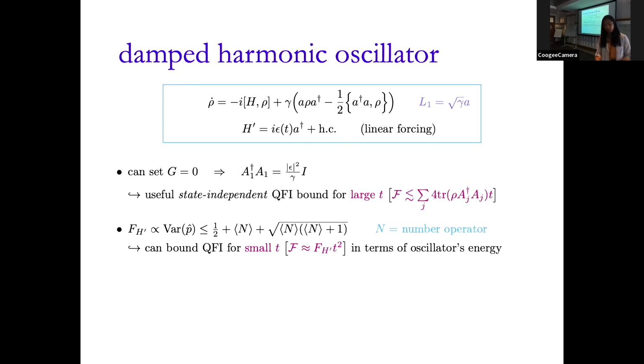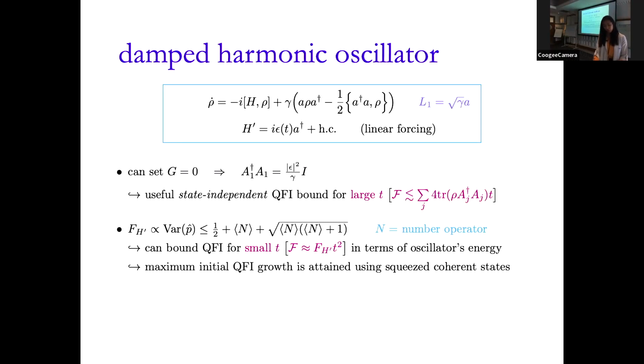And for the oscillator, it turns out that F sub H primed is proportional to the variance of the momentum operator. And so this variance of the momentum operator can in turn be bounded in terms of the oscillator's energy using this inequality that we can derive from the uncertainty principle, where here n in brackets denotes the average occupation number. So putting all of these things together, we can bound the short time QFI growth rate in terms of the energy of the oscillator.